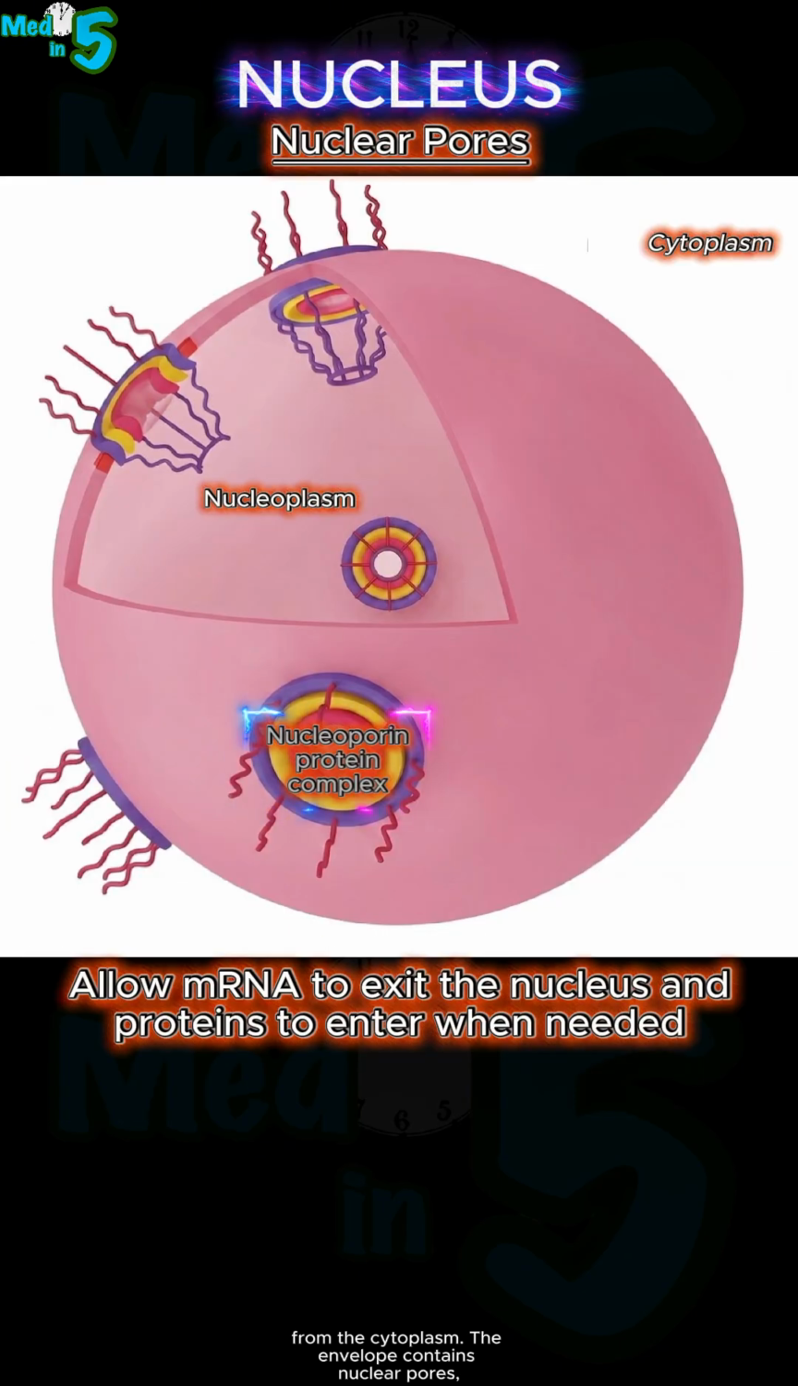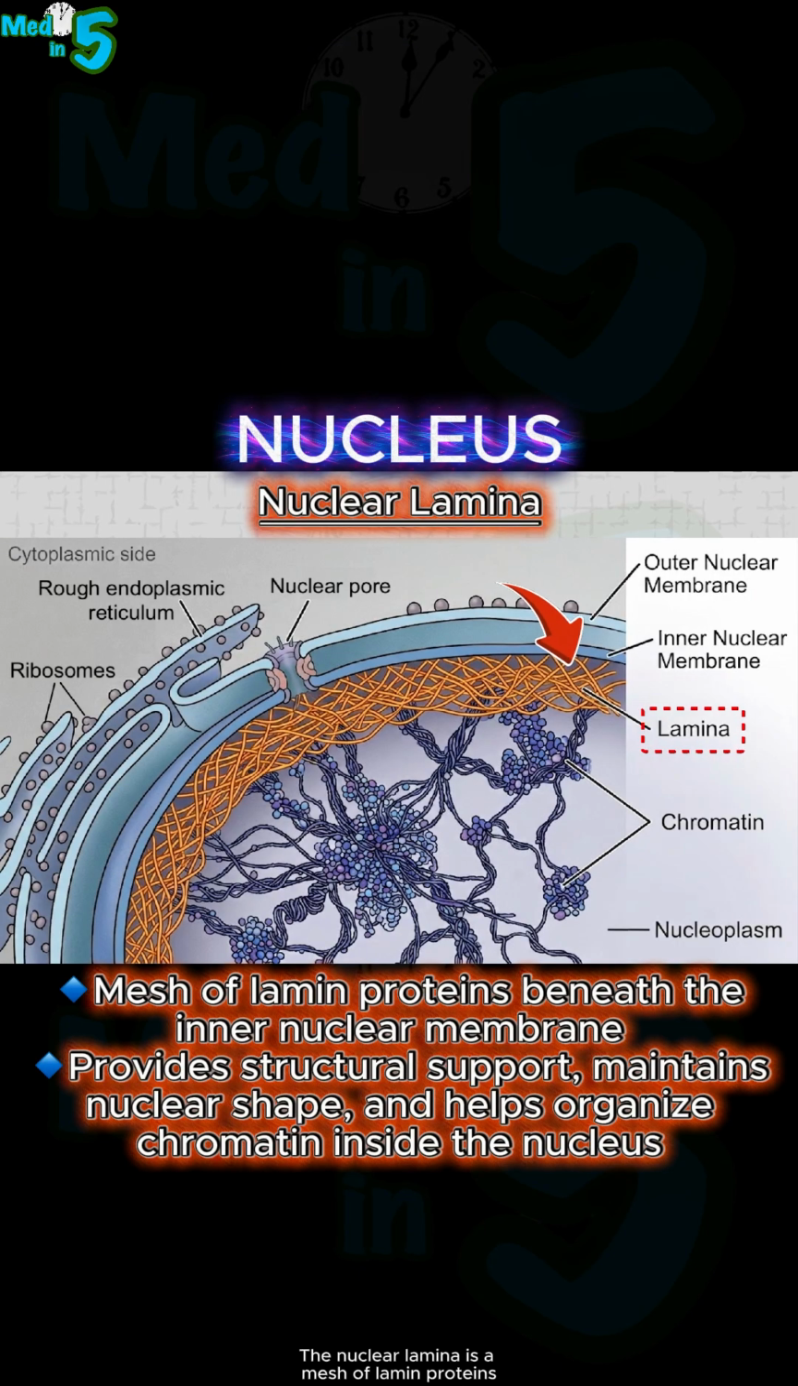The envelope contains nuclear pores, made of protein complexes called nucleoporins. These selective channels allow mRNA to exit the nucleus and proteins to enter when needed. The nuclear lamina is a mesh of lamin proteins beneath the inner nuclear membrane. It provides structural support, maintains nuclear shape, and helps organize chromatin inside the nucleus.